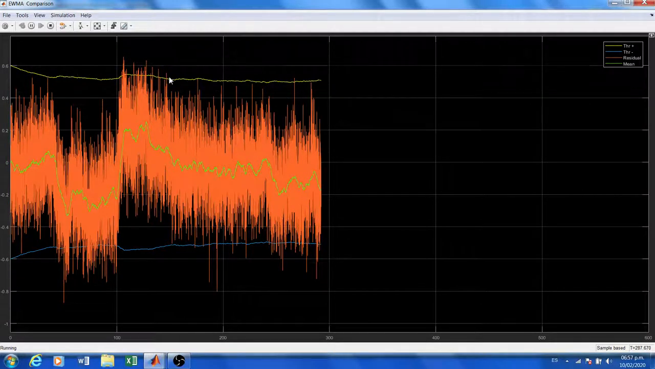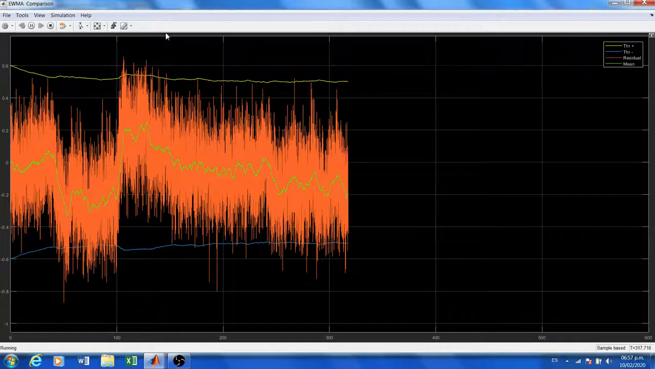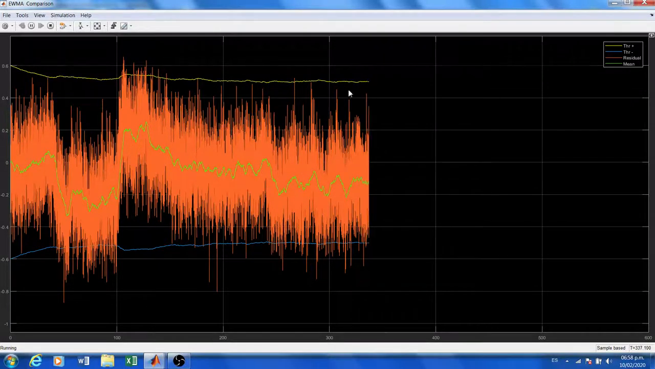So that will be bad, because it will not detect some failures. It won't detect some failures, or it will give false alarms. Yep. So we are comparing the mean of the residual signal, and not the residual signal. That's something that is worth highlighting.